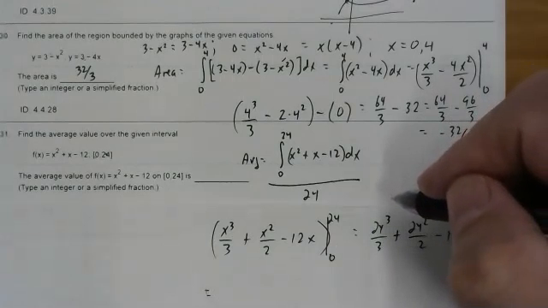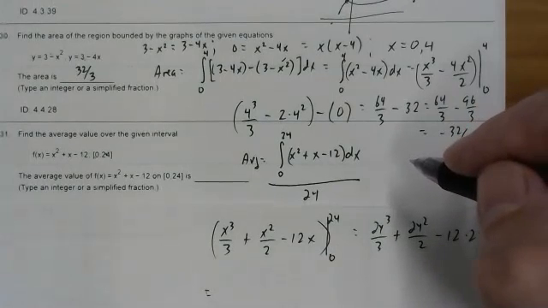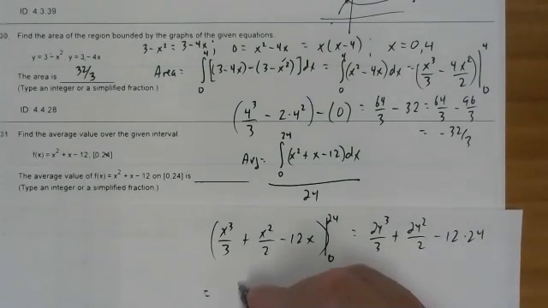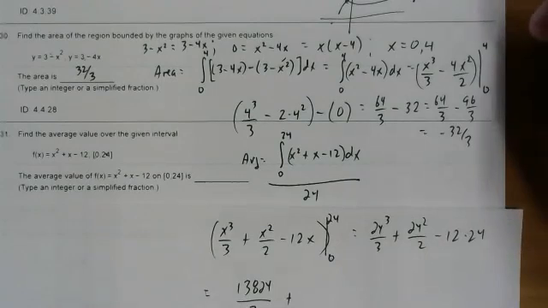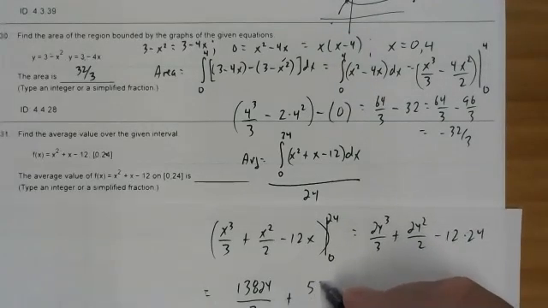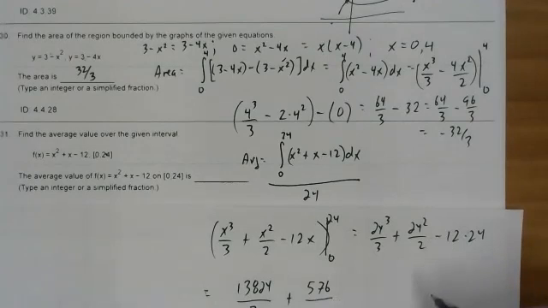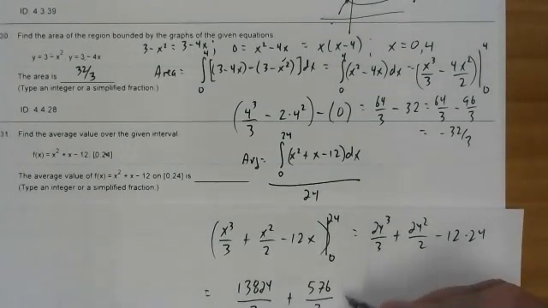24 cubed can't be a small number. It's 13,824. Wow. Plus 24 squared. This is going to be more of a problem of doing fractions than anything else. And then 12 times 24, 288.